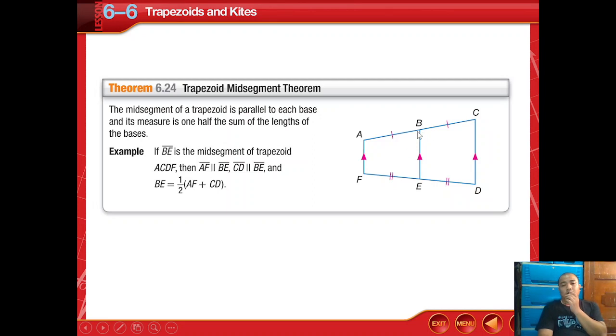So if B is the midpoint of AC and E is the midpoint of FD, then connecting the midpoints of AC and FD, BE is what we call a midline or mid-segment. And its length is, you just add the length of AF and the length of CD divided by 2. Example, if AF is 5, CD is 7, so just add 5 plus 7, 12, divided by 2, 6. So BE is equal to 6 units.